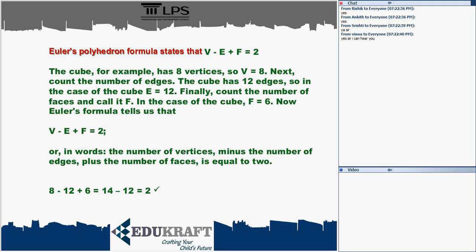Okay, which has 6 faces. Now, according to Euler's formula, V minus E plus F is equal to 2, or in words, the number of vertices minus the number of edges plus the number of faces is equal to 2. So 8 minus 12 plus 6: first addition, 8 plus 6, then minus 12, that gives 2, and the formula is going to be applicable.